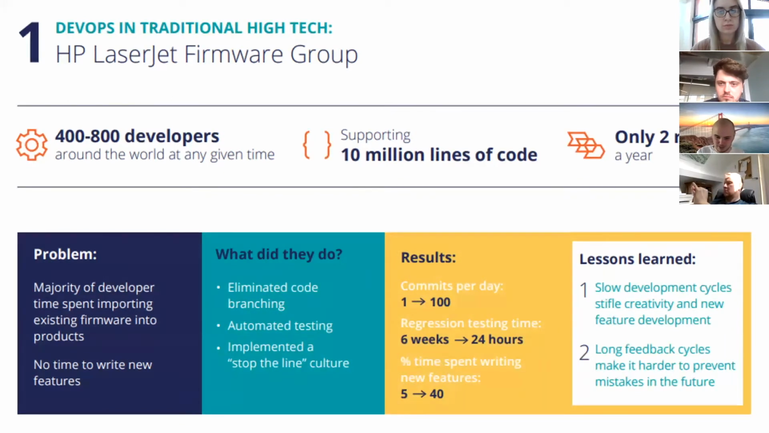So again, it ties back to always think about the stuff you're releasing and the stuff you're doing for your customers. That they're getting so much more time to build new things. And again, on their lessons learned point there, that long feedback cycles make it much harder to prevent mistakes in the future. So they've had great success with doing this as well.